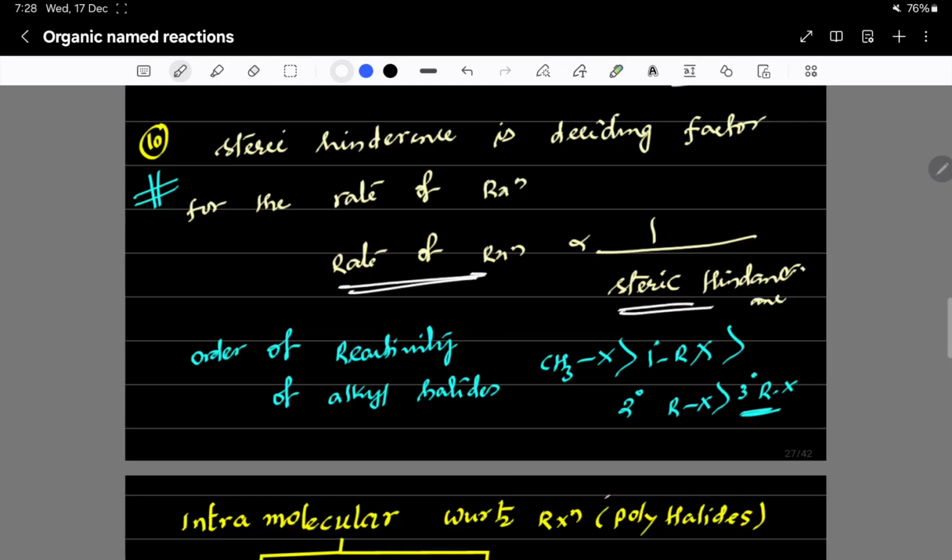So if more bulky groups are there, then automatically the rate of reaction will decrease, right? So the order of reactivity of alkyl halides, students: methyl halide, 1 degree alkyl halide, 2 degree alkyl halide, 3 degree alkyl halide. The rate for a methyl halide will be faster than 1 degree, than 2 degree and 3 degree. So this point is important, students, you can revise this point, right?